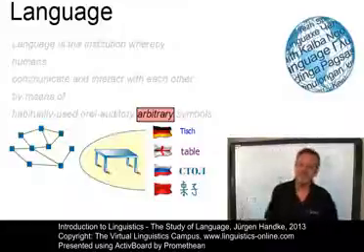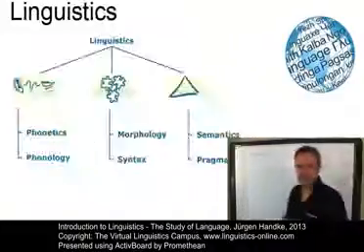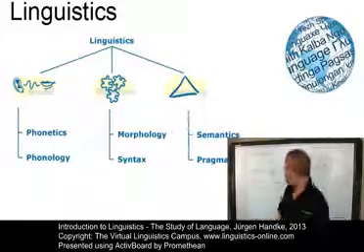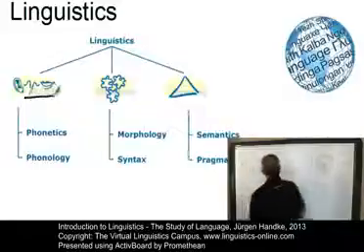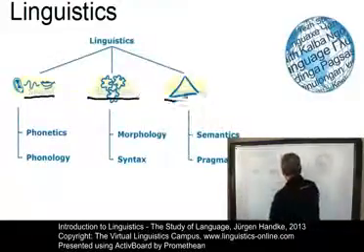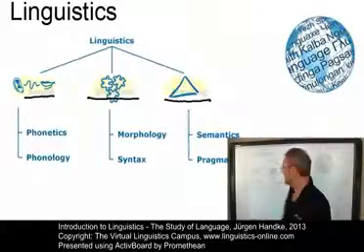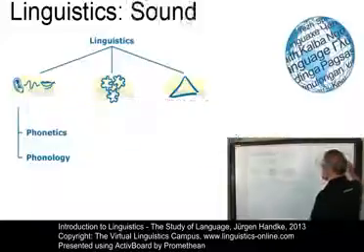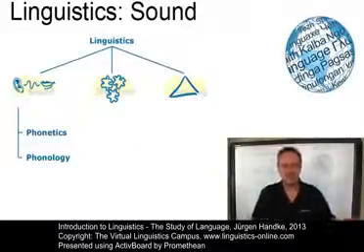Let us now briefly repeat how linguists study language. Basically, the field of linguistics is subdivided into 3 central branches. The branch that deals with sound, a branch that deals with structure, and a branch that deals with meaning. Let's start with the branch that deals with sounds. It is subdivided into 2 central areas, phonetics and phonology.